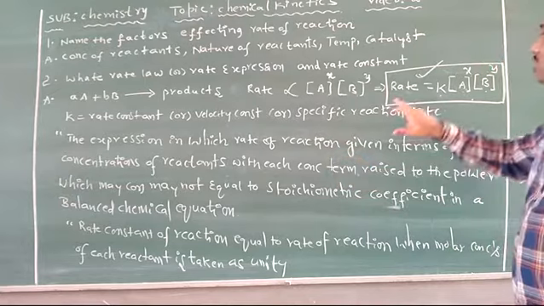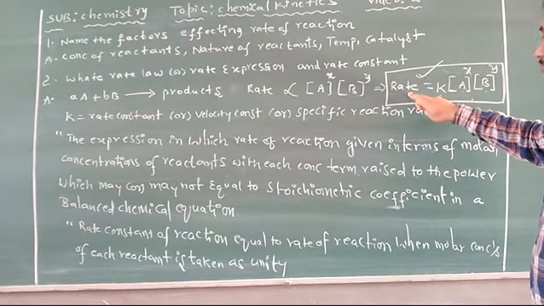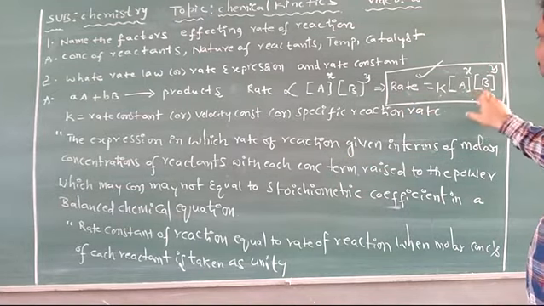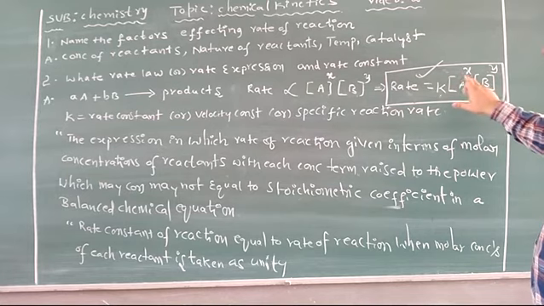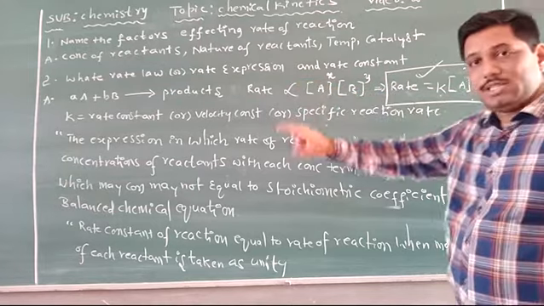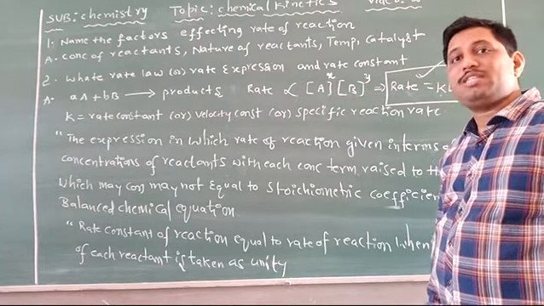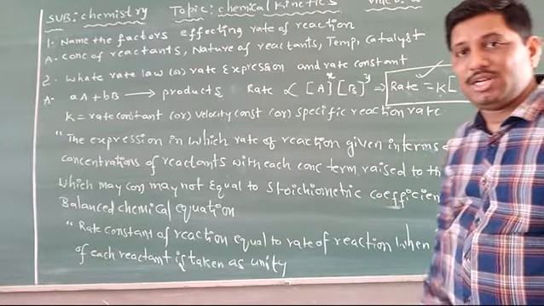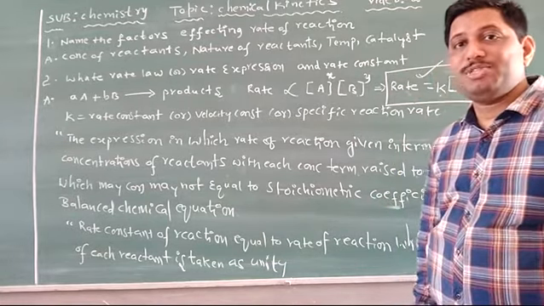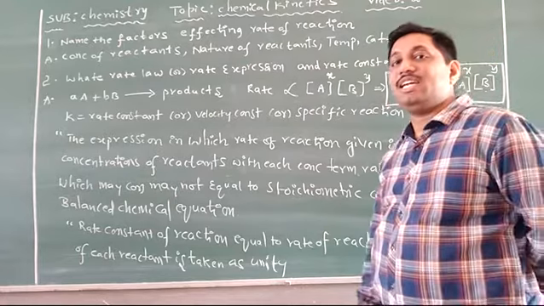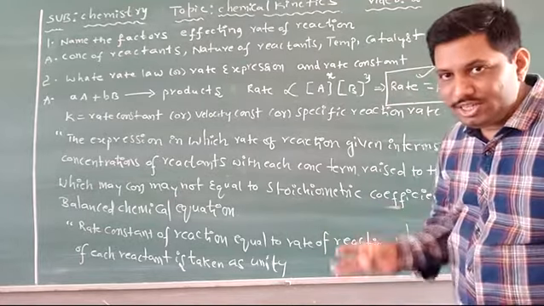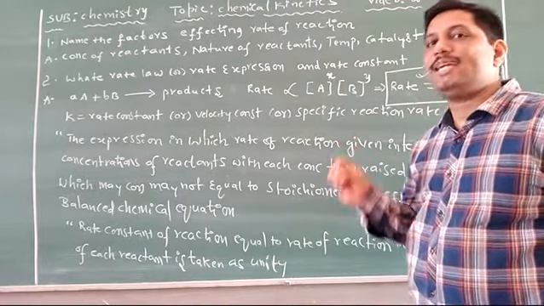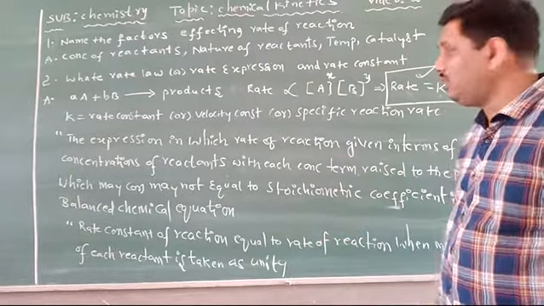The expression in which the rate of the reaction is given in terms of concentration of reactants with each concentration term raised to powers which may or may not be equal to the stoichiometric coefficients in the balanced chemical equation is known as rate law or rate expression, also known as rate equation.